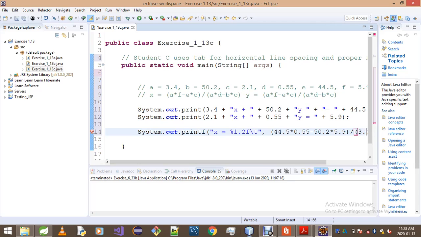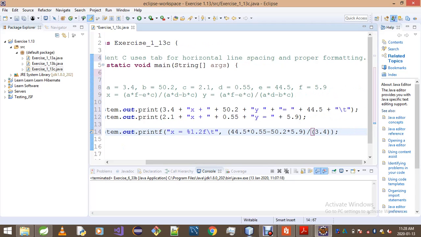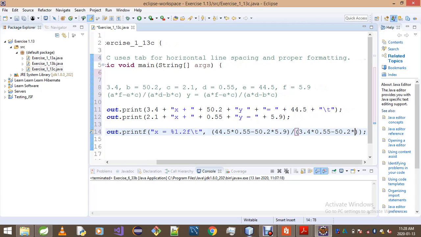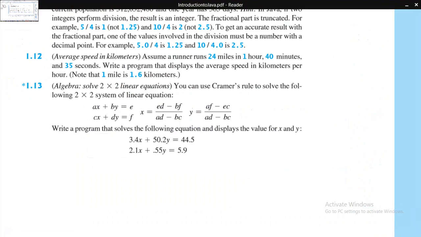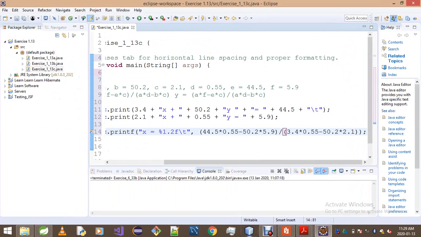Okay, now we're wrapping up, you guys. This is taking a while, but I hope you can see where we're going with this. Okay, multiply by 0.55 minus 50.2, multiply that by 2.1. There's a huge chance that I might mess up, reason being I'm not referring now and then to what we have here, but I hope I did not mess up.